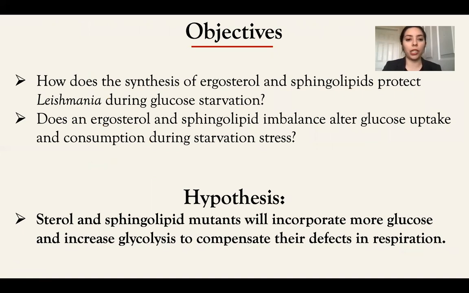So, objectives of this project: how does the synthesis of ergosterol and sphingolipids protect Leishmania during glucose starvation? And does ergosterol and sphingolipid imbalance alter glucose uptake and consumption during starvation stress? Our hypothesis to go along with that was sterol and sphingolipid mutants will incorporate more glucose and increase glycolysis in order to compensate for their defects in respiration. So basically, they're going to take in much more nutrients due to the fact that they've been compromised and that they cannot synthesize ATP at a regular rate in comparison to their wild type cells.